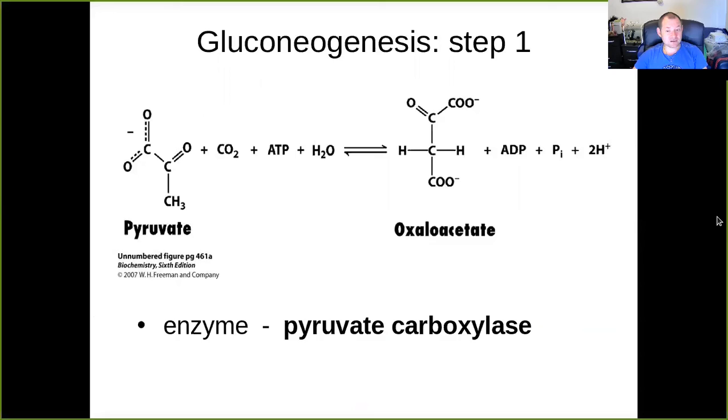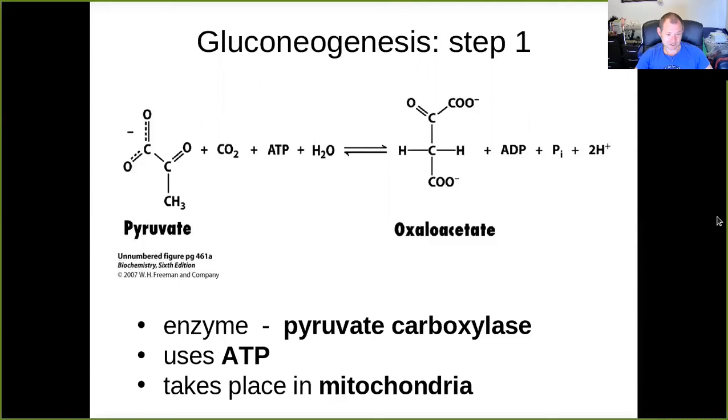The enzyme involved is pyruvate carboxylase. Carboxylase, remember, decarboxylases remove carbons. The carboxylase is going to put one back. If we're going to get to glucose, we have to add some carbons, don't we? And some hydrogens for that matter. Uses ATP. Takes place in the mitochondria.